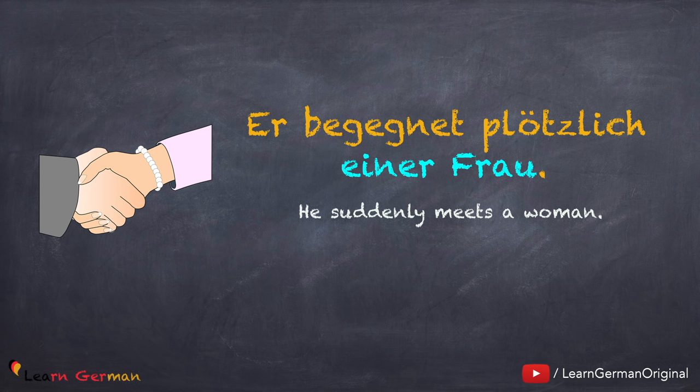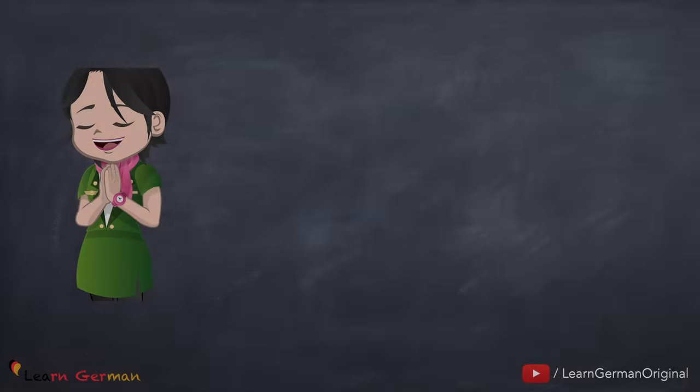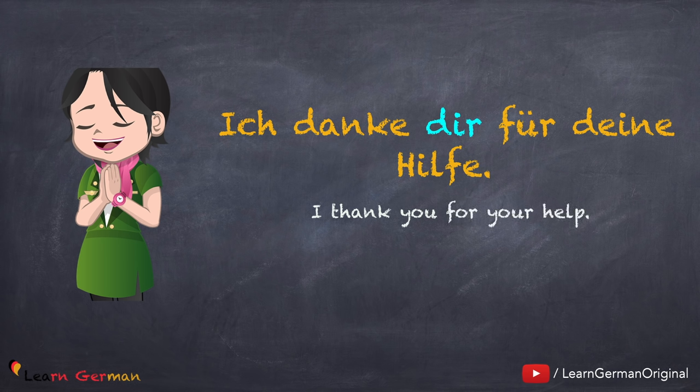Er begegnet plötzlich einer Frau. Er is the nominative subject and einer Frau is the dative object. And the next verb is danken. Let's see how to use it. Ich danke dir für deine Hilfe. Again, in this case, ich is the nominative subject and dir is the dative object. Für deine Hilfe is a prepositional object with the preposition für. You can watch our video on accusative prepositions to understand this.